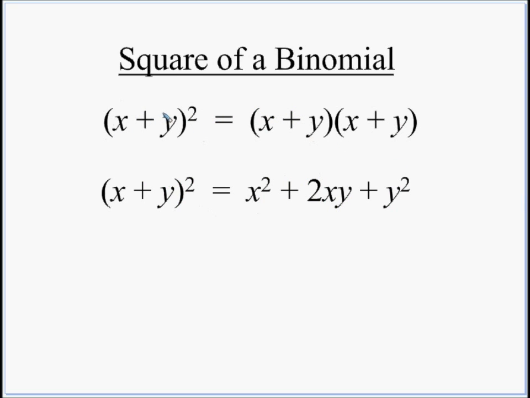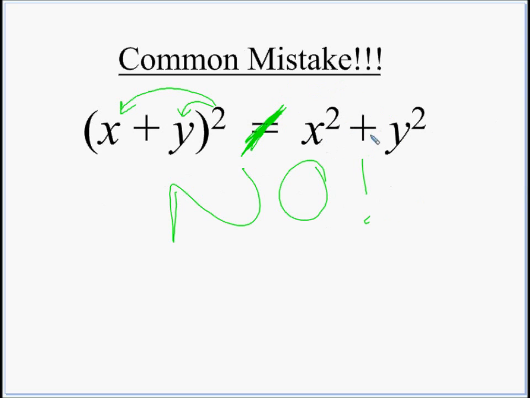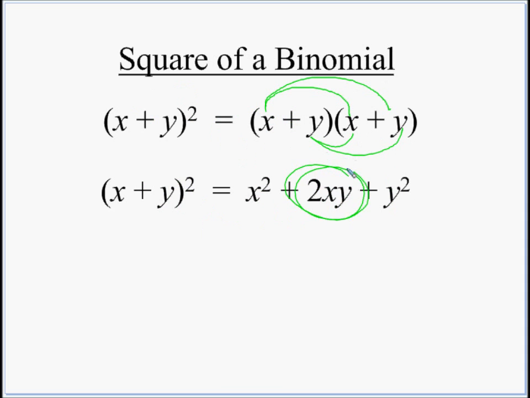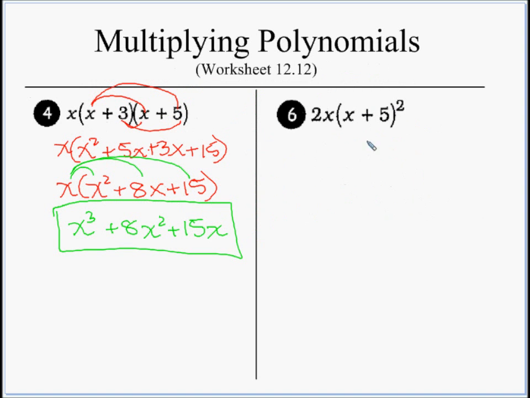To square something means to multiply it by itself, so you'd have to write it out twice and then FOIL, multiply. So notice that this is what you'd get instead, because x times x is x squared, x times y and y times x will give you 2xy's, and y times y is y squared. So if you do this, you're actually not including that middle term right here. And so that middle term is important. So anyway, we're going to go back to this one.